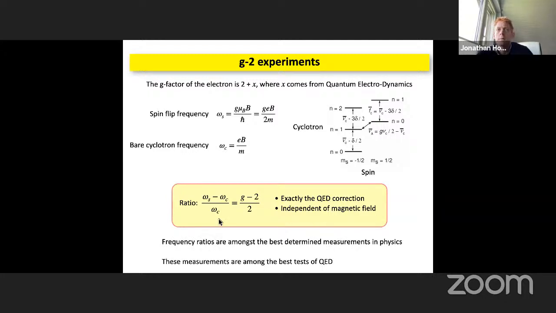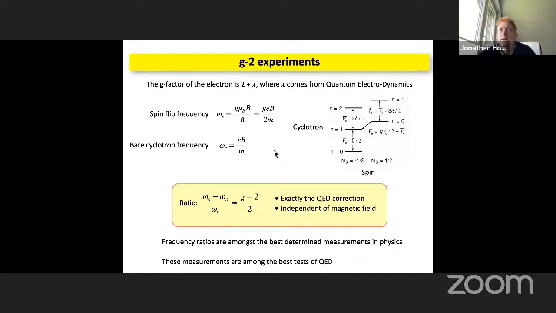So this is good because all you have to do here is measure frequencies, and frequency ratios are probably the best determined things that we have in physics. The classic example would be atomic clocks today, where you compare a transition frequency in, say, an aluminum ion to a ytterbium atom. These are known to about 18 or 17 decimal places or so. These are really remarkable measurements.